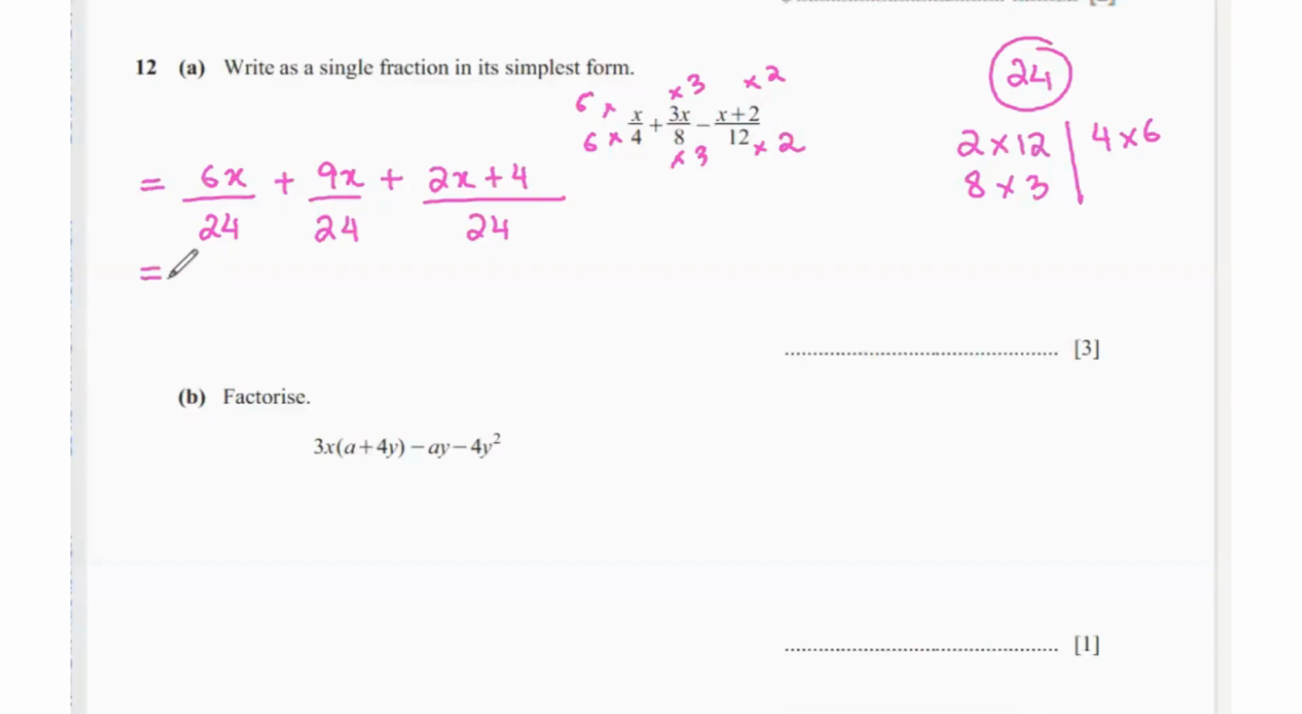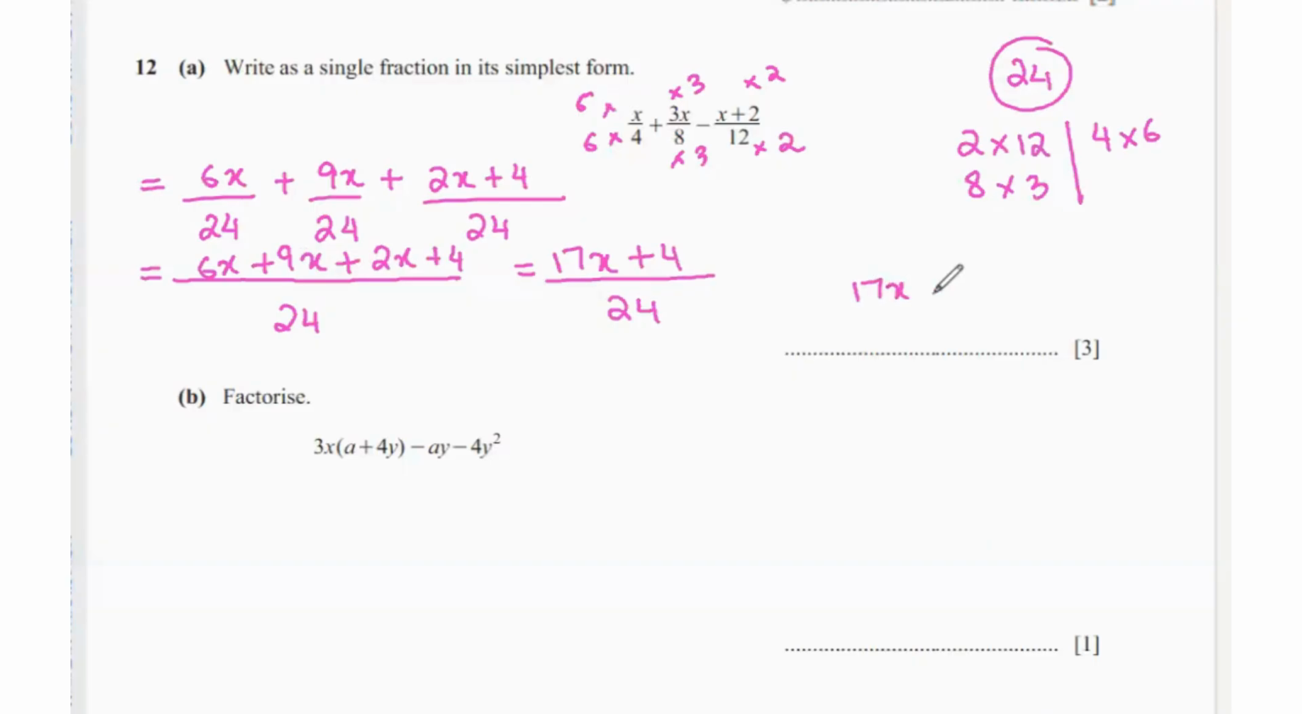Now, since the denominators are the same, we can combine the numerators and write this as a single fraction, 6x plus 9x plus 2x plus 4. Collect the like terms. 6x plus 9x is 15x. 15x plus 2x is 17x. Plus 4 comes as it is, divided by 24. This is your answer as a single fraction in its simplest form.